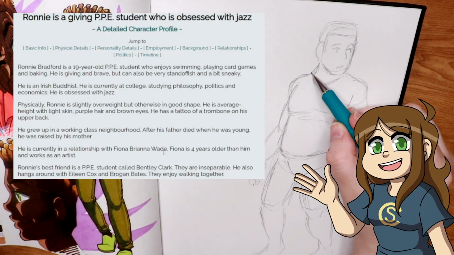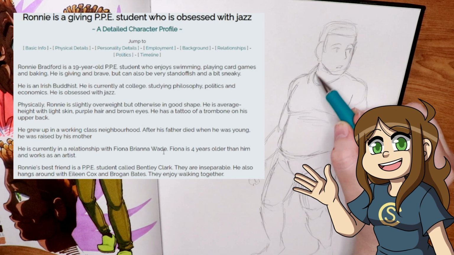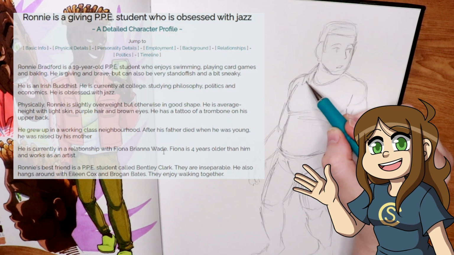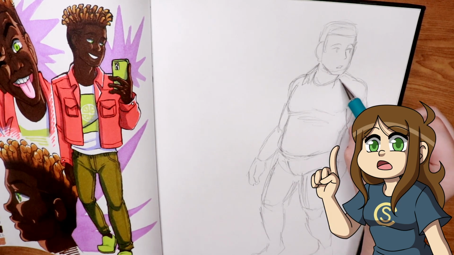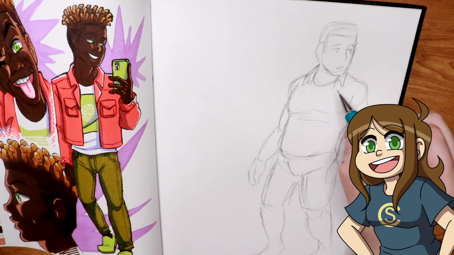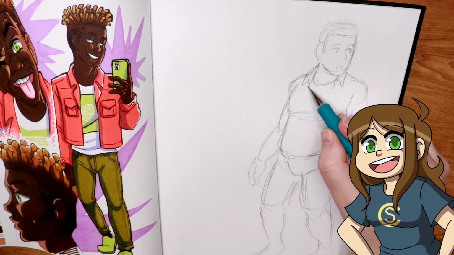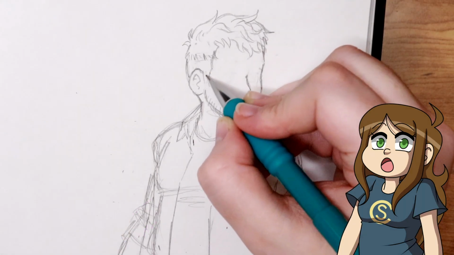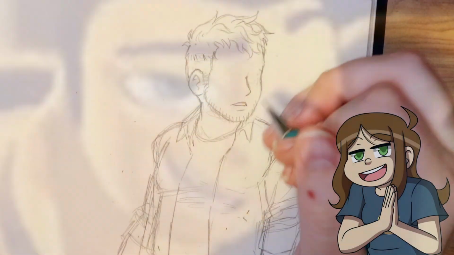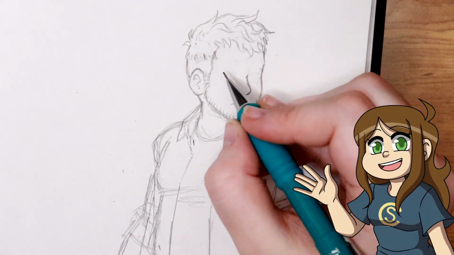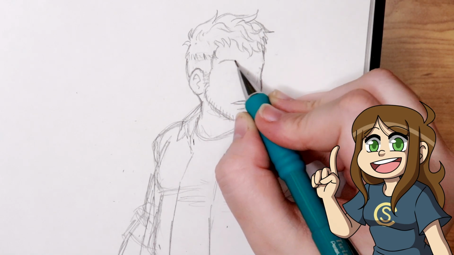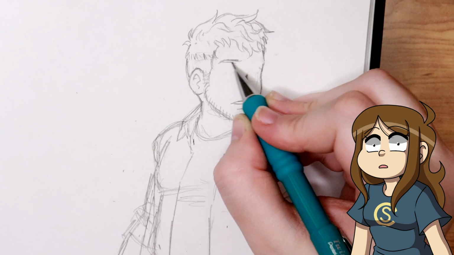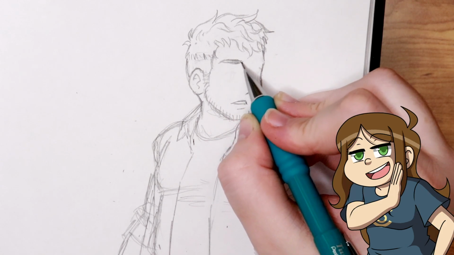Ronnie Bradford is a 19-year-old PPE student who enjoys swimming, playing card games, and baking. He's giving and brave, but can also be standoffish and a bit sneaky. He is an Irish Buddhist, okay, and is currently at college studying philosophy, politics, and economics. He is obsessed with jazz. Hell yeah. Physically, Ronnie is slightly overweight, but otherwise in good shape. He is average height with light skin, purple hair, and brown eyes. He has a tattoo of a trombone on his upper back. Man, Ronnie really loves jazz.